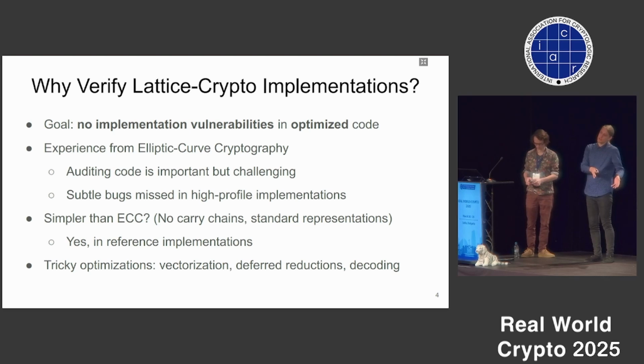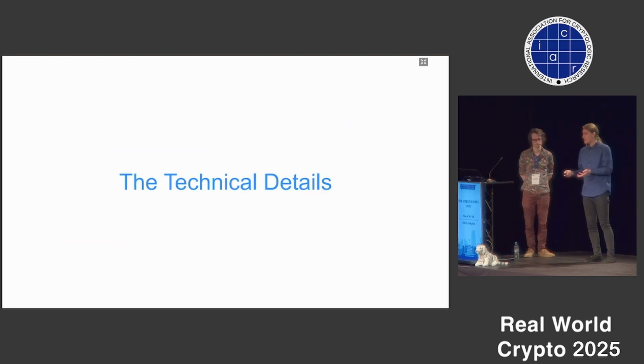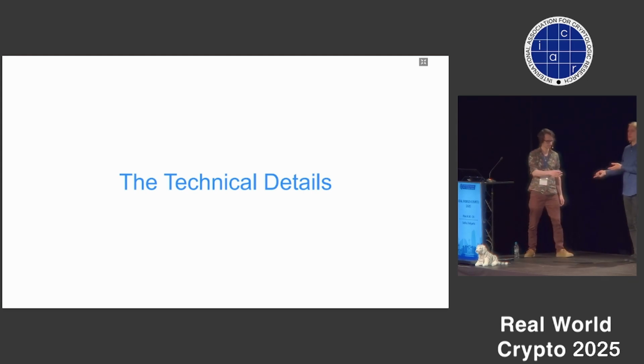For ECC, we had carry chains. For PQC, we mostly don't have them, or at least for ML-KEM, we don't have them. But instead, we have delayed reductions, we have manual vectorization, and bit packing and other low-level programming tasks that, again, are error-prone, from a far-away perspective, in a rather similar manner. And I will now hand this over to Lucas, who will tell you about how we verify those implementations.